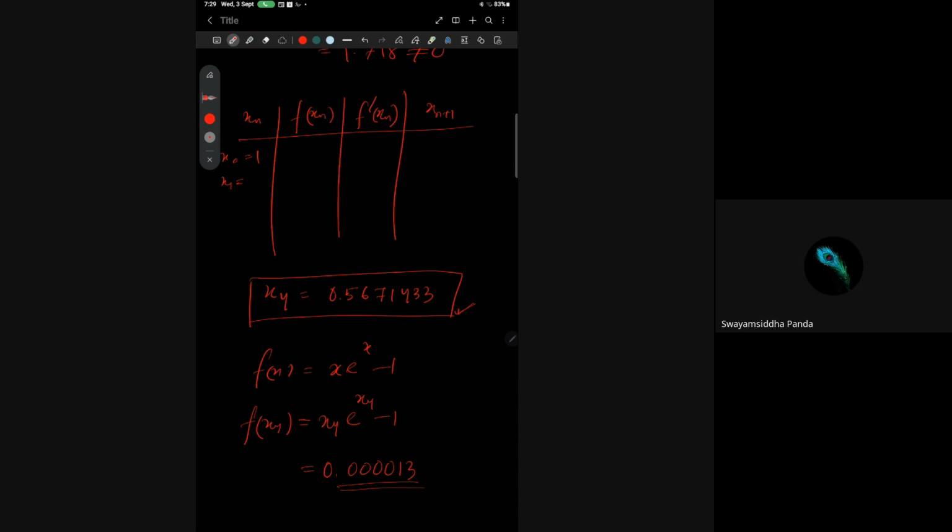Yes? Anybody got the answer? Sir, I am getting minus 0.000013. So that is almost zero, right? Yes, sir. So with the limit that we are accepting this to be zero, we can say this is the solution. Getting my point?